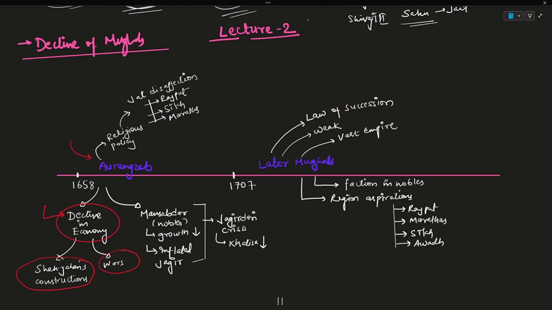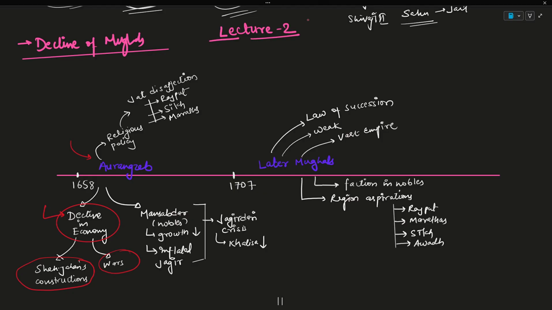So the decline that happens in the Aurangzeb tenure was due to decline in economy, and the two major reasons of decline in economy were, first, Shah Jahan's construction, and second, the wars which were happening at the time.